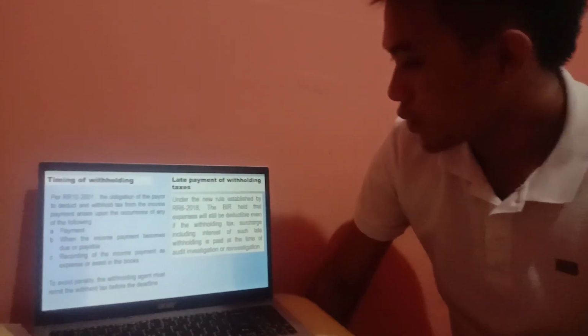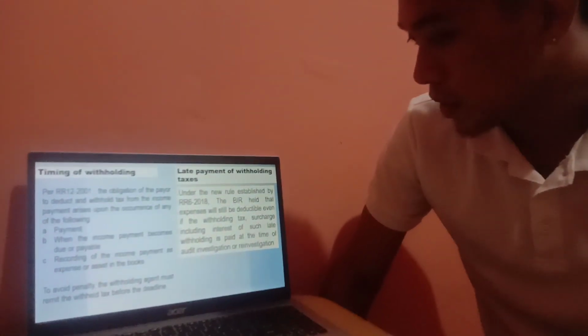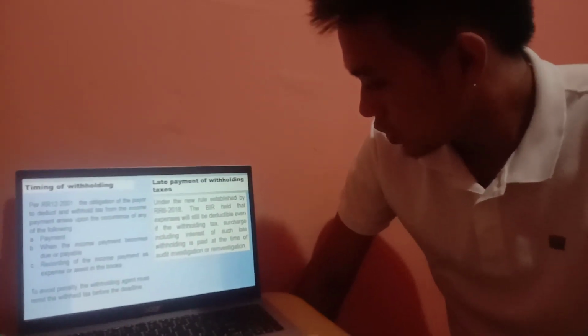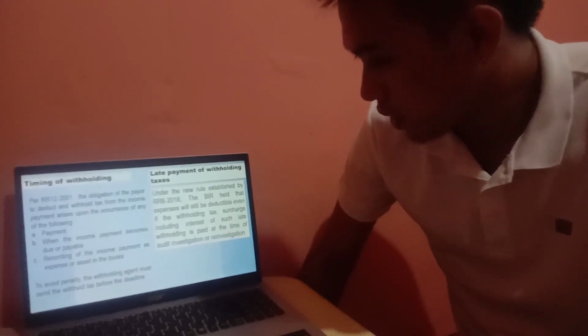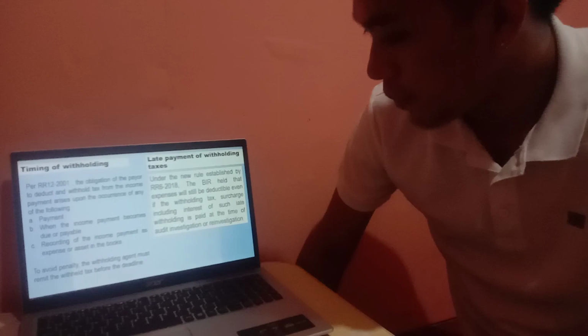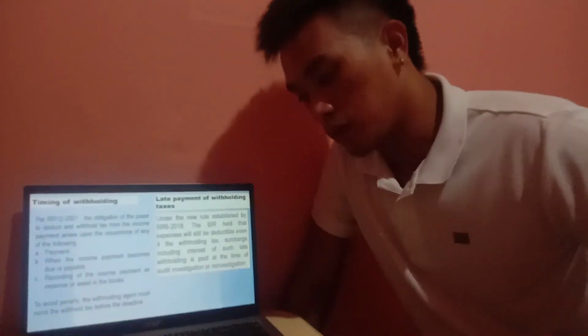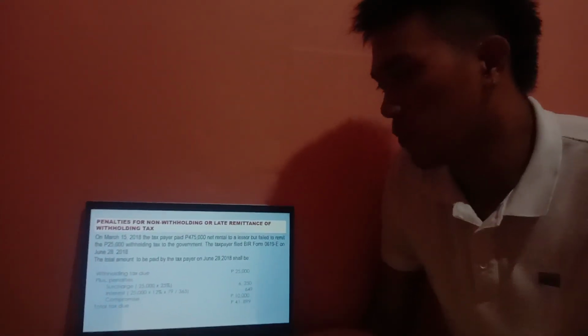Under the new rule established by RR 6-2018, the expenses will still be deductible even if the withholding tax surcharge, including interest, of such late withholding is paid at the time of audit investigations. So, penalties for non-withholding or late remittance of withholding tax. These are the penalties for those who are late in paying their taxes.